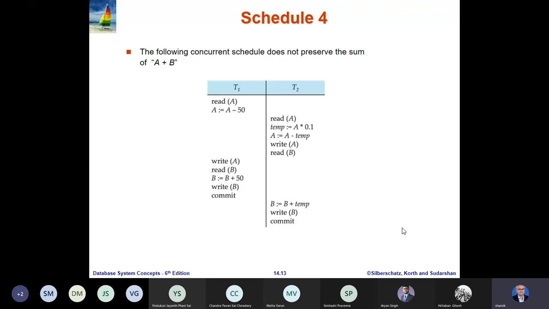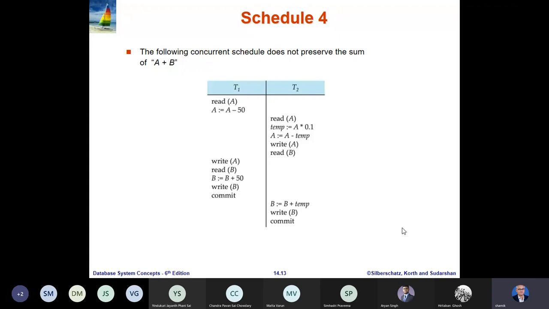So although T2 computed the 10% over 950, deducted 95 and wrote it back, now T1 is writing A, so A will be written back as 950. Instead of that additional 10% being deducted from A, this 950 got written back to A. As you can see, this does not preserve the sum A plus B. So this is not a schedule you would like to have, because it violates the property of isolation.